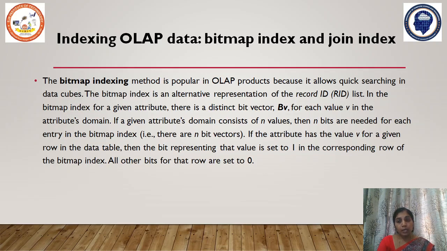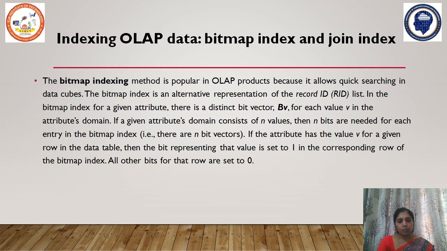If the attribute has a value V for a given row in the data table, then the bit representing that value is set to 1 in the corresponding row of the bitmap index, and all other bits of that row are set to 0. So the bits will be in the form of zeros and ones.